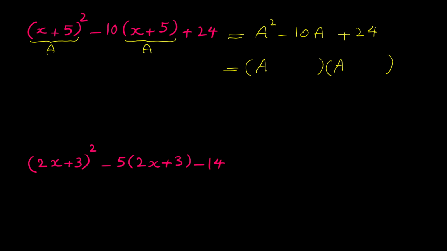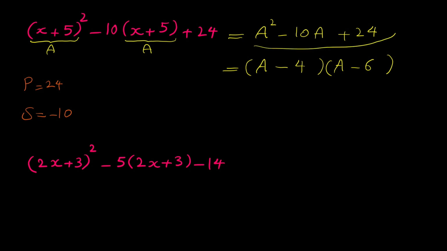Now we look for two numbers that their product is 24 and their sum is negative 10. Those numbers are negative 4 and negative 6. You can try different pairs and you can find those numbers. Negative 4 times negative 6 is 24. Negative 4 plus negative 6 is negative 10. So the numbers that we are looking for are negative 4, negative 6.